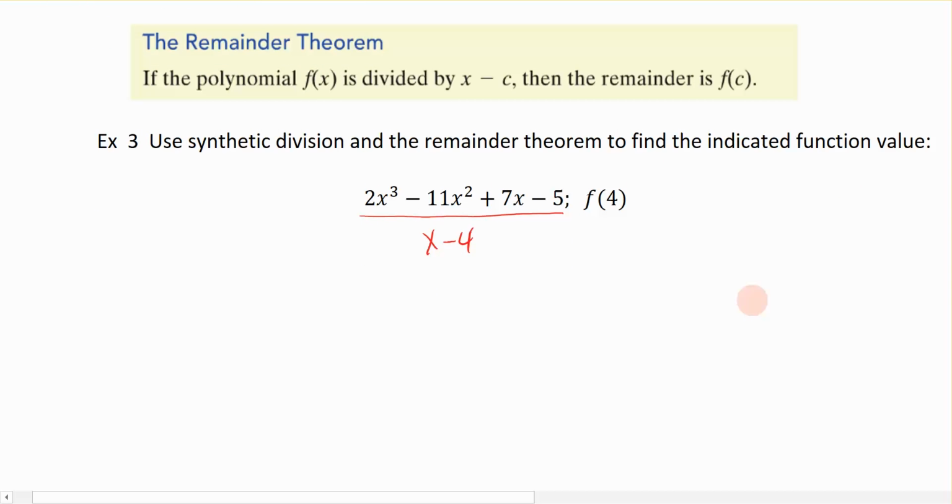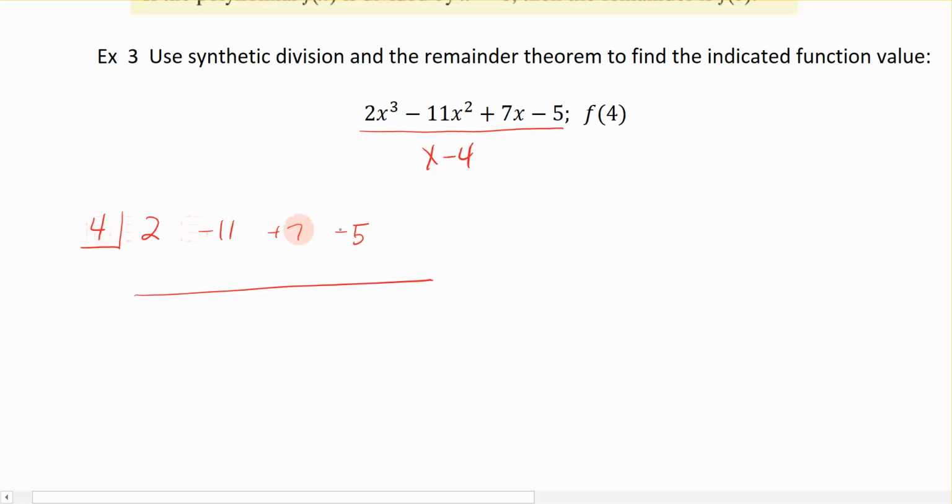Now we're going to do this using synthetic division, and since I already wrote this as my polynomial divided by x minus 4, remember when I do synthetic division, I'm just going to bring that 4 out as the opposite sign of what I had written right here. Now I'm going to do coefficients only of these terms. So the first term is 2, minus 11, plus 7, minus 5. Okay, and there is my setup. I'm going to bring my 2 down and I'm ready to begin.